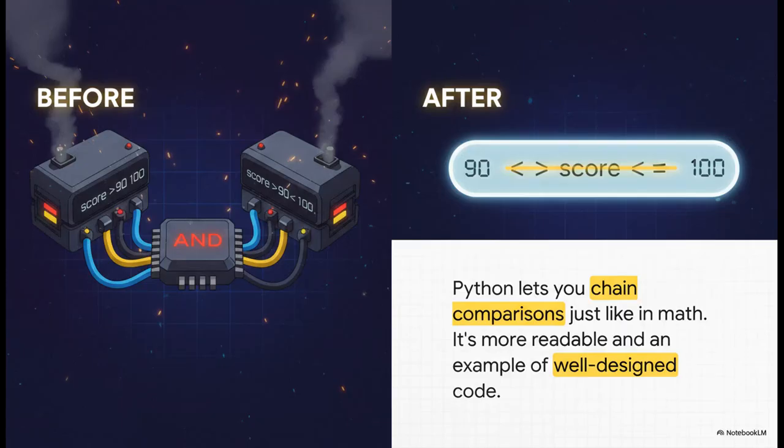But check this out. This is one of those cool little tricks that makes people love Python. It's what we call Pythonic. Instead of writing it all out with and, you can literally just chain the comparisons together, just like you would in a math class. It means the exact same thing, but wow, is it easier to read. This is a perfect example of well-designed code.